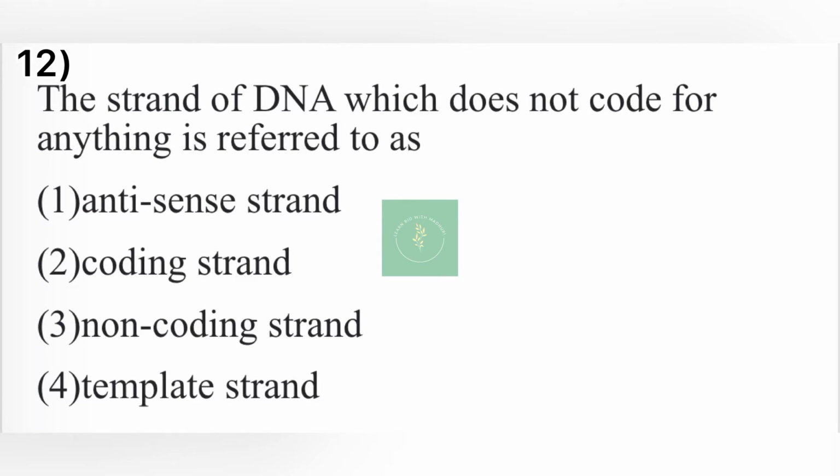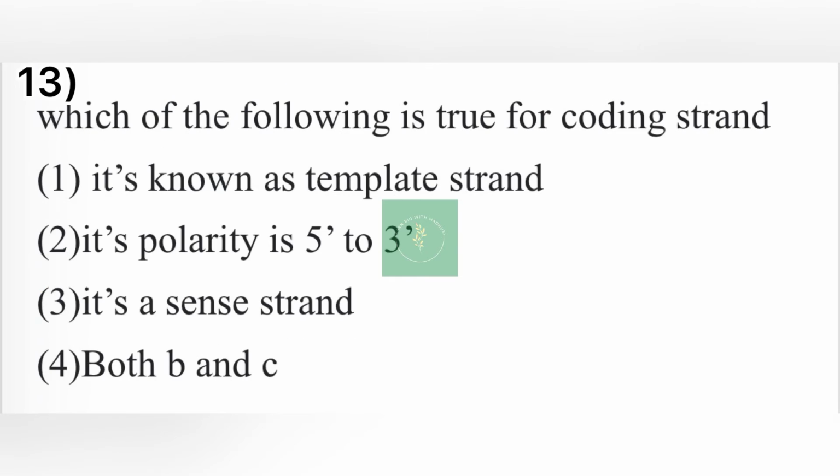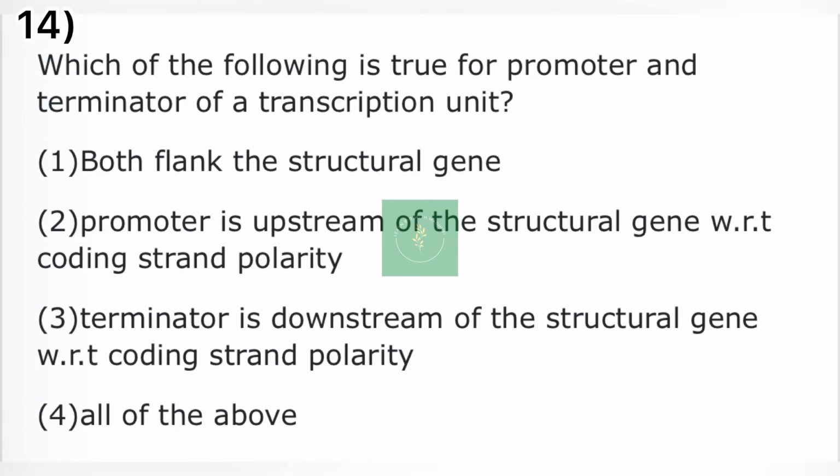Question number 12. The strand of DNA which does not code for anything is referred to as option number 2, coding strand. Question number 13. Which of the following is true for coding strand? And the option is 4. Both B and C, that is both 2 and 3. Its polarity is 5' to 3'. It's a sense strand.